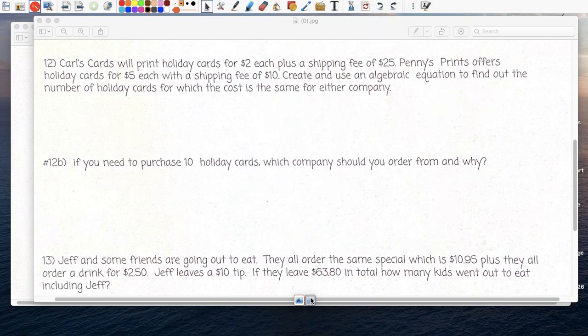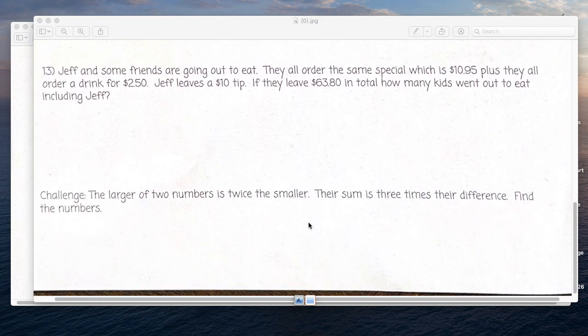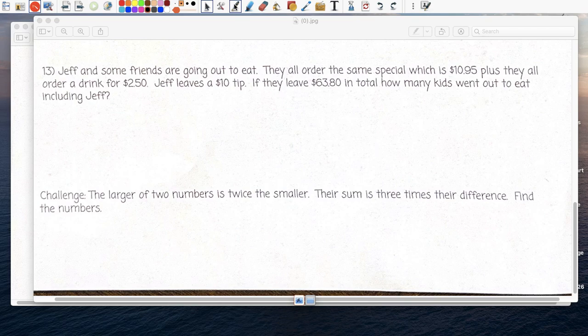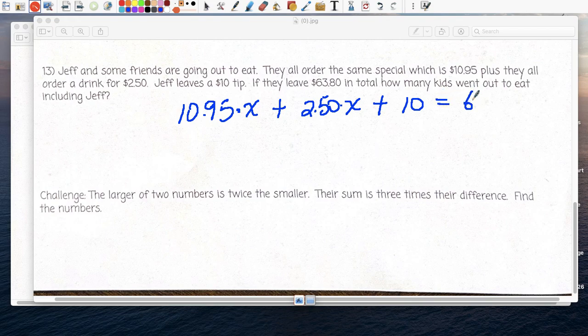Alright. We're going out to eat. Jeff and some friends, they all order the same meal, which is $10.95, plus they all order a drink. So $10.95 times how many people? We don't know, right? So a bunch of people ordered $10.95, plus that same group of people ordered a drink at $2.50 times x. Plus they leave a $10 tip, and all that equals $63.08.